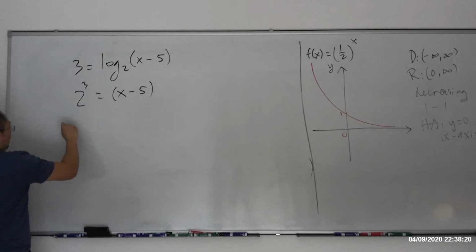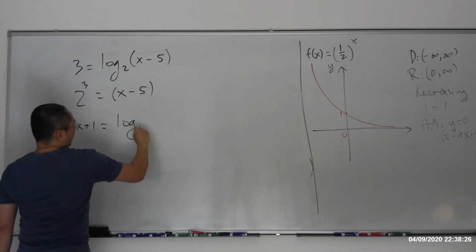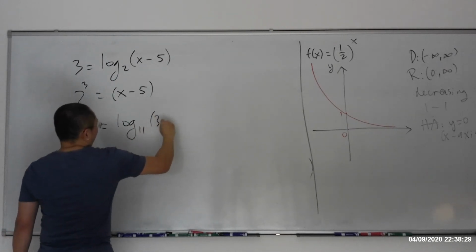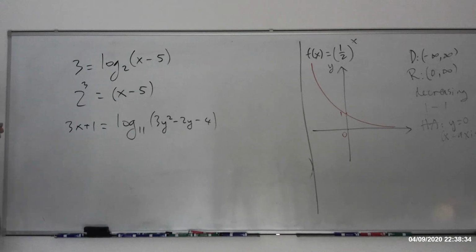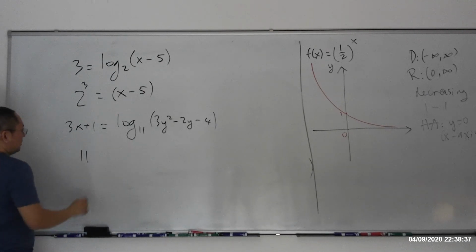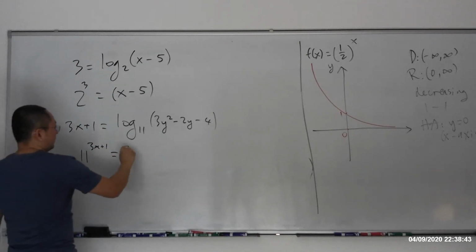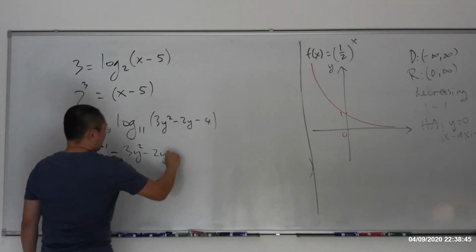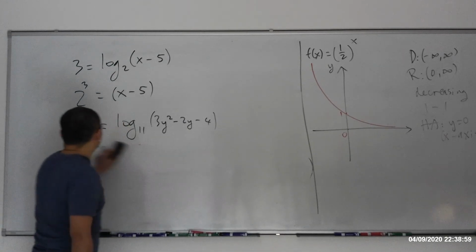What if you have something like this? 3x plus 1 equal to log base 11 of 3y squared minus 2y minus 4. And what do we really mean by this? It means that 11, the base number, raised to the exponent of 3x plus 1 is equal to 3y squared minus 2y minus 4. That's all we're trying to say. Okay? And keep in mind that the base number is going to be a positive number and it's different from 1. Same base condition with the log function. All right.